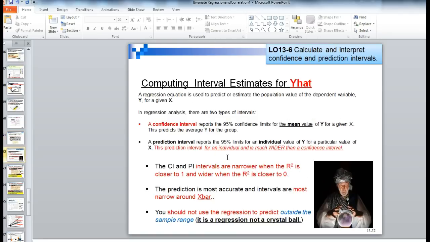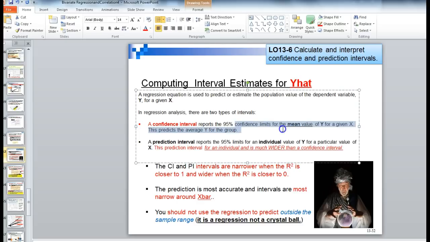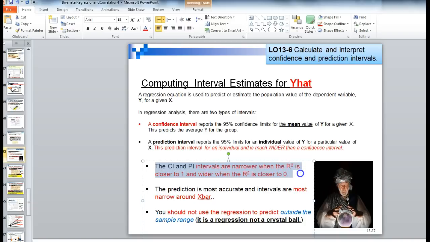So, computing interval estimates. A confidence interval reports 95% confidence limits for the mean. A prediction interval reports 95% limits for individual values. The confidence and prediction intervals are narrower when r squared is closer to 1. So when you have a really high r squared, the data fit the line really well, and you're going to have a narrow confidence interval. Prediction is most accurate and intervals are most narrow around x bar, the average value of x in your sample. And you should never use a regression to predict outside the sample range.